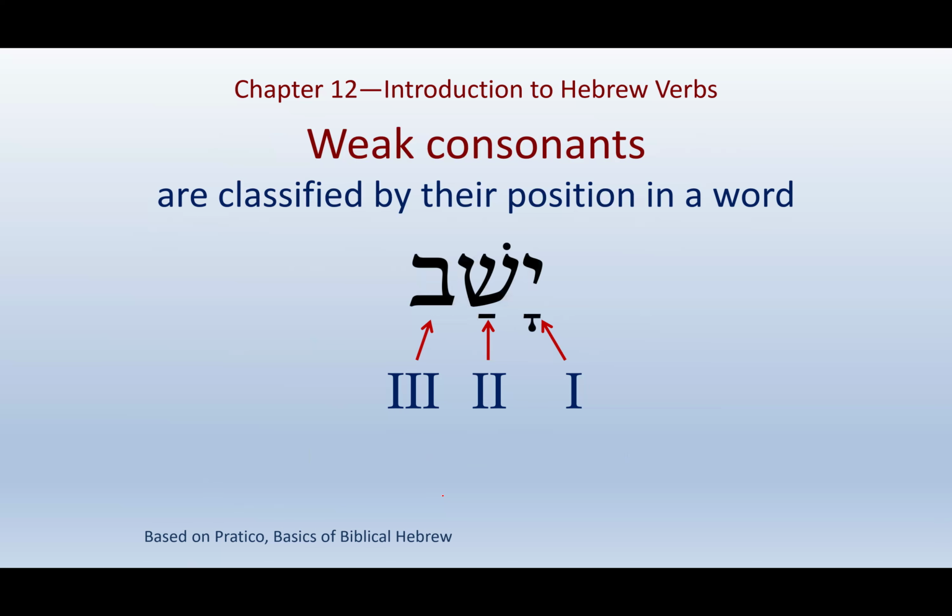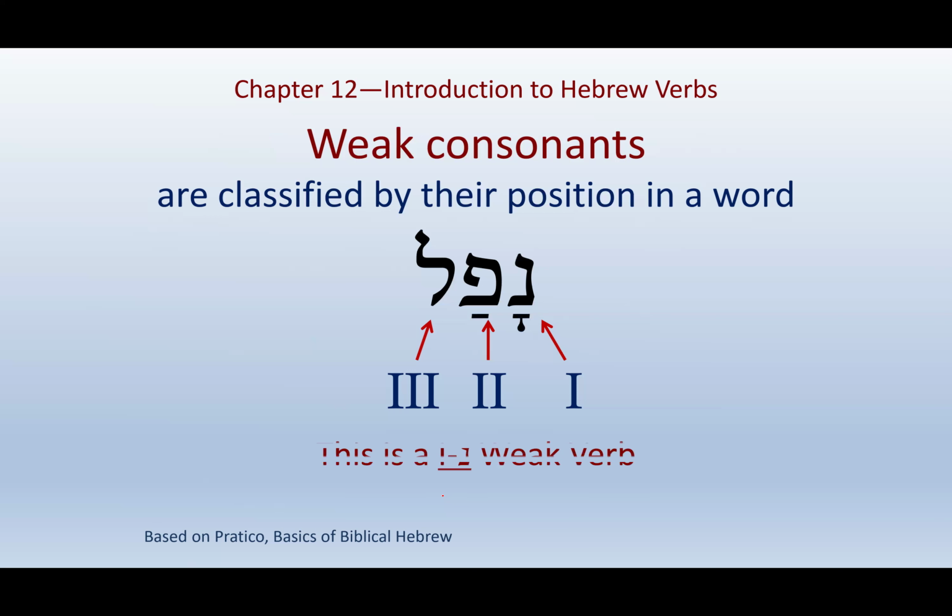Okay. Yashav means either he sat or he dwelled. So what's weak there? Well, yod, that's in like Yonah. So it's one of those that drop out. So this is a one yod weak verb. Nafal. Now we see the noon at the beginning. Remember that in Yonah, the noon often drops out. So this is a one noon weak verb.